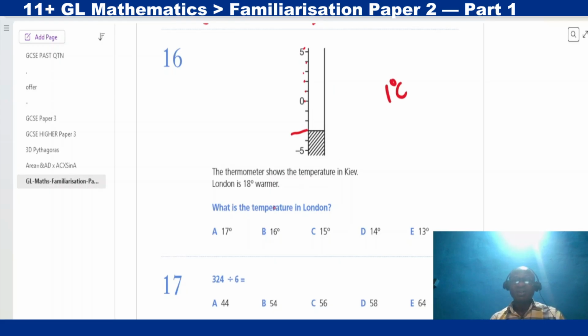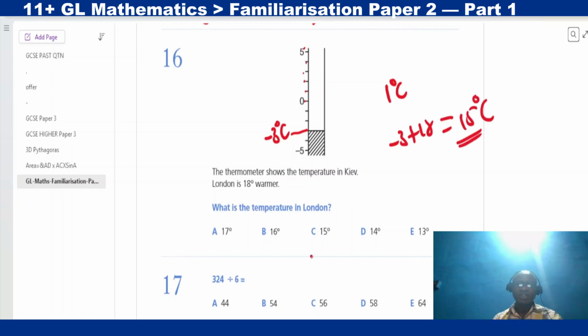Celsius, okay, or centigrade. Therefore, at this point, it is negative 3 degrees Celsius. Therefore, we now have negative 3 plus 18. That is now going to give us 15 degrees Celsius. So option C is correct.